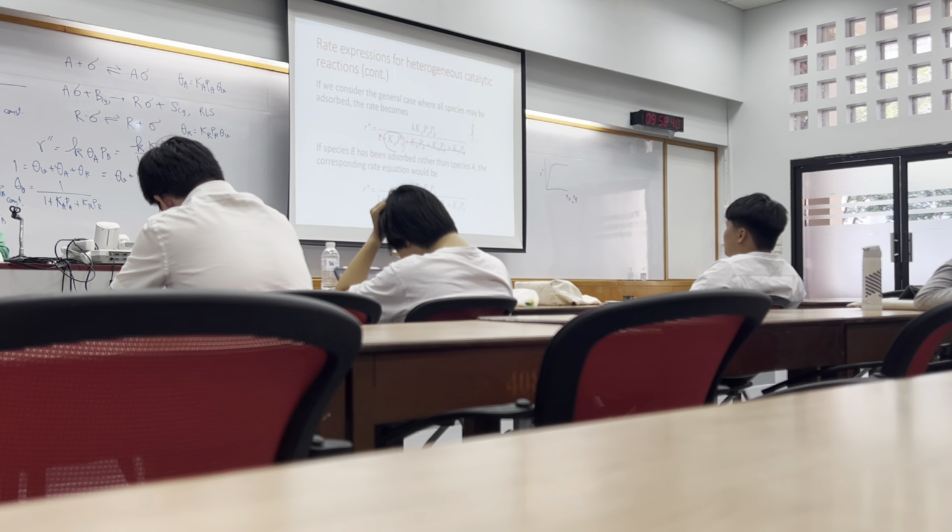If the surface is sparsely covered, I don't think this is correct though. Sparsely covered means a lot of vacant sites, right? So the dominant term becomes 1 instead. If the dominant term becomes 1, this whole thing disappears. So the rate is first order with respect to A and first order with respect to B, second order overall. Okay, any question?